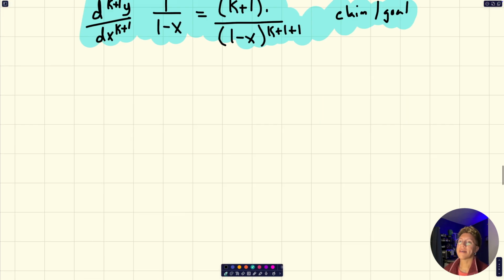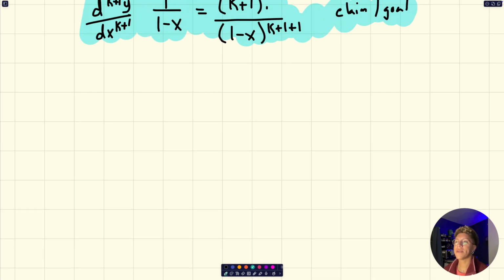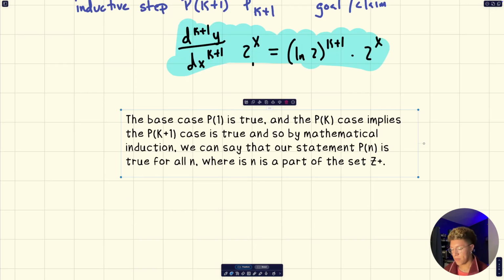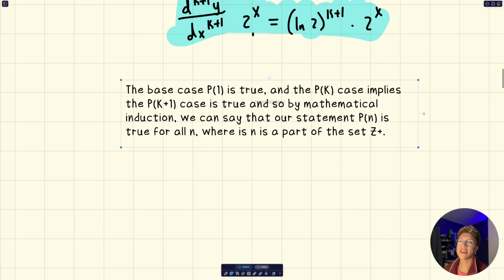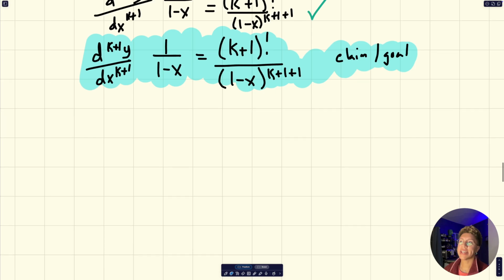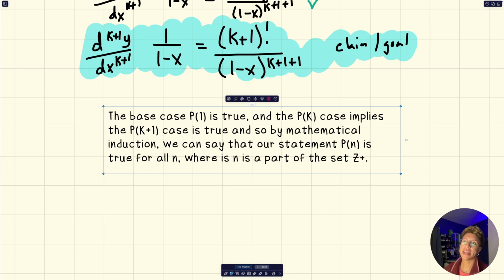So we kind of wrap things up by putting in our statement, and we can copy that one from before, since it's always going to be basically the same. Let's see. We set up here. We proved our base case. We proved our k case, our general case, and we proved the consecutive case, the case right after. Because the general case implies that the case after is true, we have enough proof to say that this statement p of n is true for all n in the set of positive integers.